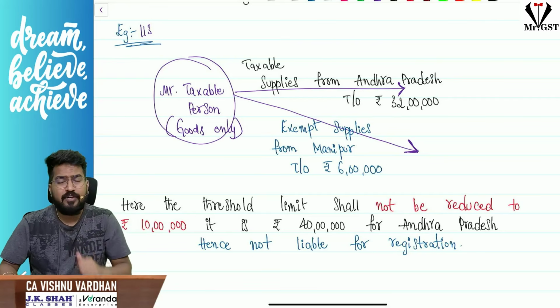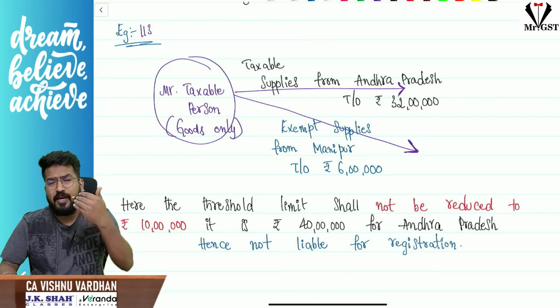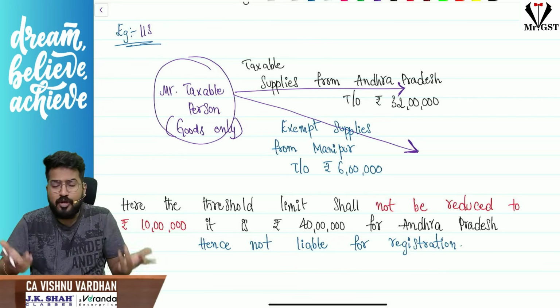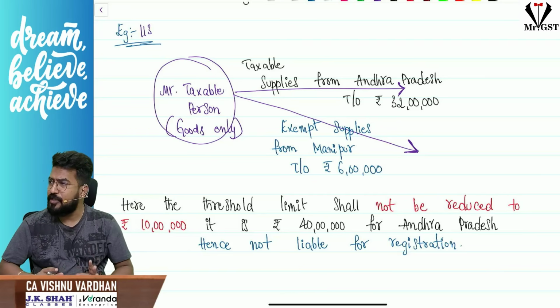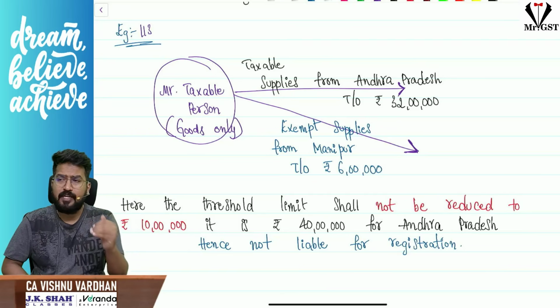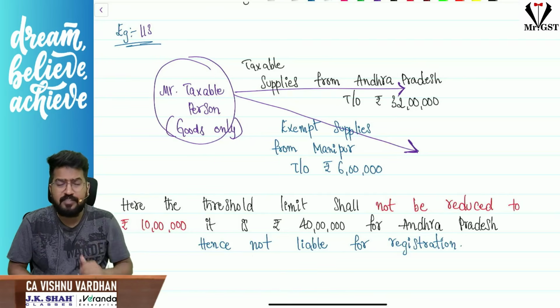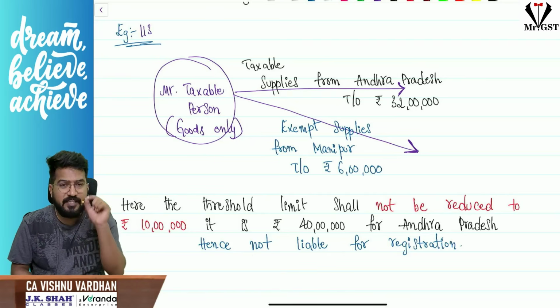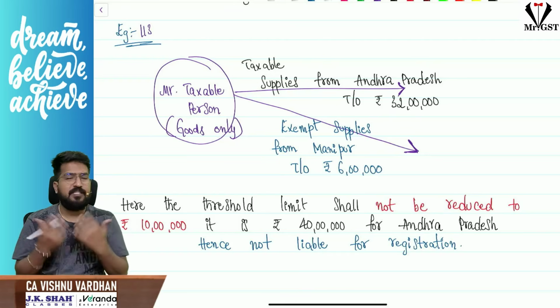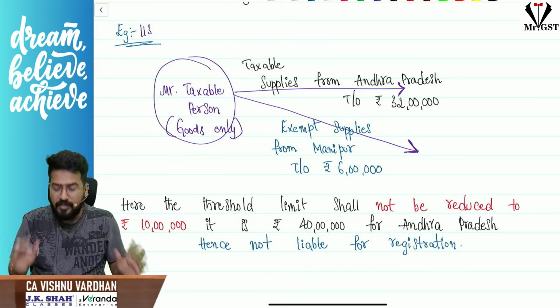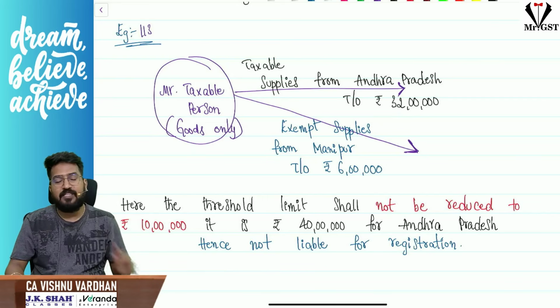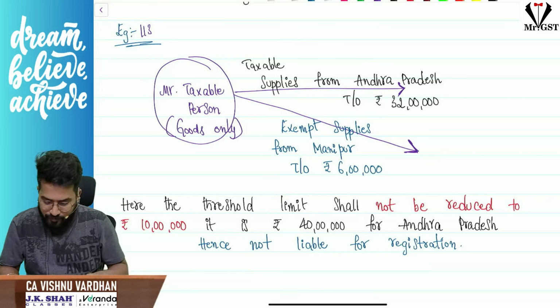The other state, the other branch, will happily enjoy the threshold limit. It will not be disturbed by the presence of the special category state. Are you understanding the point? So I repeat, sir, if there is one branch in a special category state and one branch outside the special category state, and in the special category state you are dealing with exclusively exempt supplies, then your presence in the special category state will not have any impact on the non-special category state branch. It will enjoy its own threshold limit. Hope it is clear for you.